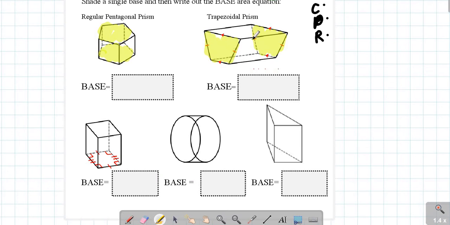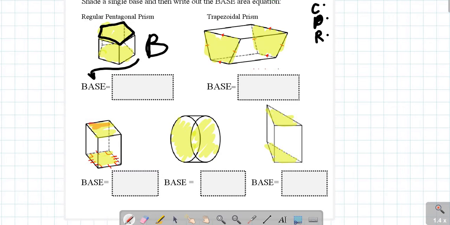Alrighty, so top and bottom are the bases, left and right here. Let me keep my colors straight here. These would be the bases. Now, why aren't the rectangles on the side the bases? Because there's four congruent rectangles. The bases, there's two of them. They're congruent, they're parallel, they're connected by rectangles. In this cylinder, the bases are the front and back circle. Here, the bases are triangles.